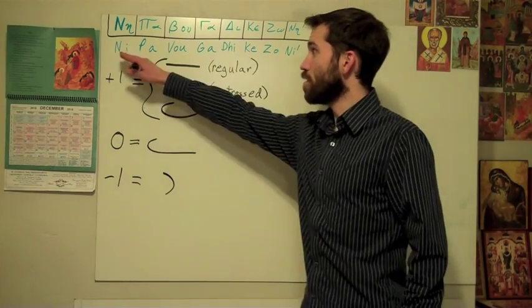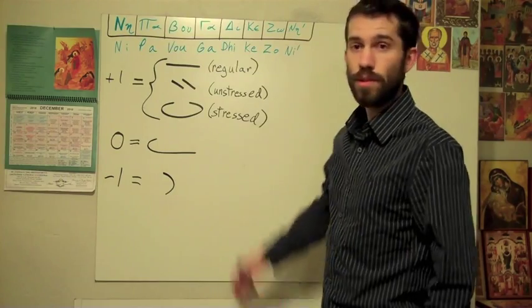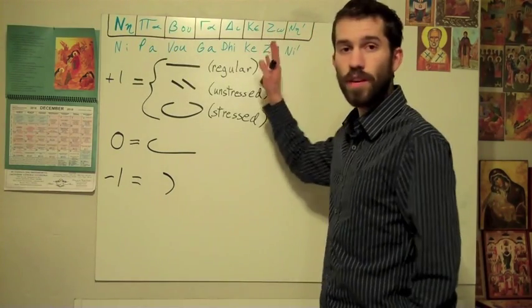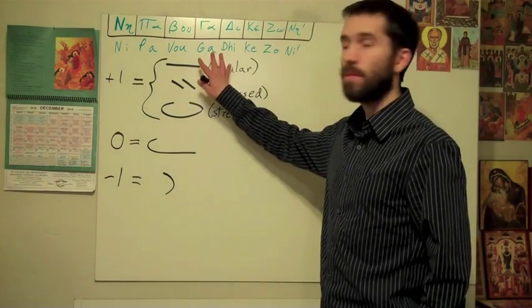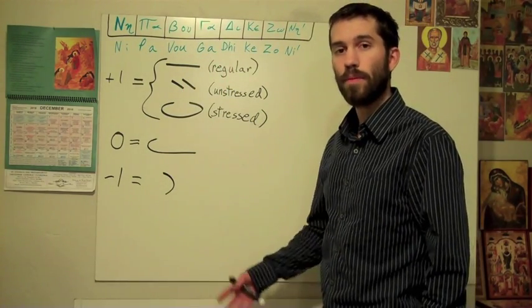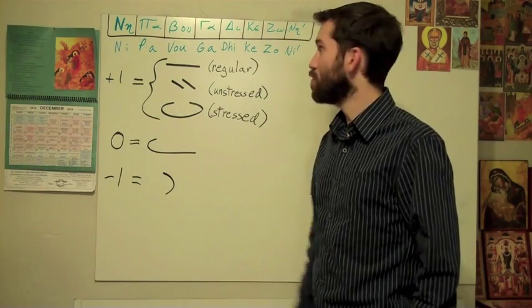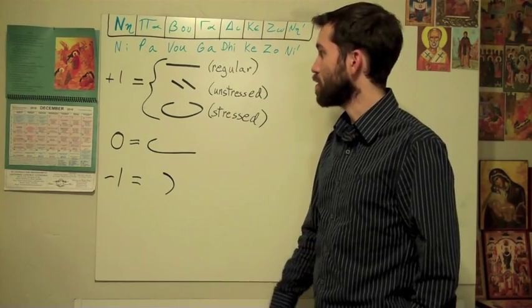So just to recap a few things that we learned last time. We learned the scale. Ni, pa, vu, ga, di, ke, zo, ni. And here's the Greek letters up above. And we'll keep this here most of the time just as a reminder. Now it's essential to memorize these as you go through, just to remember what note you're on, and because it's used all the time throughout the different hymns.